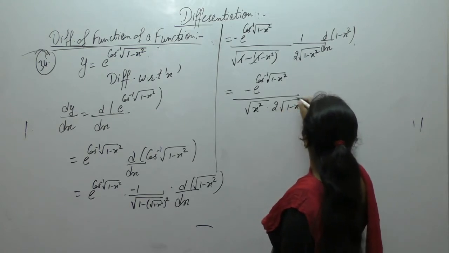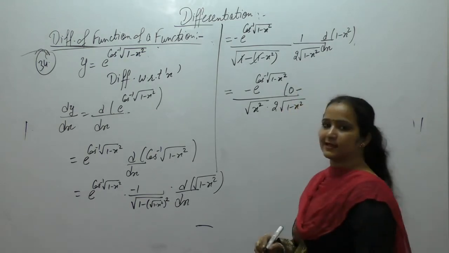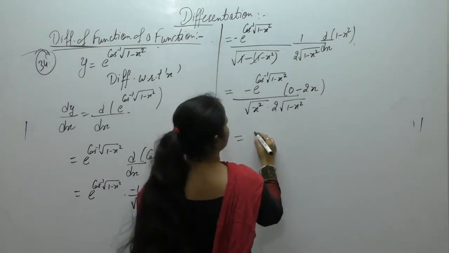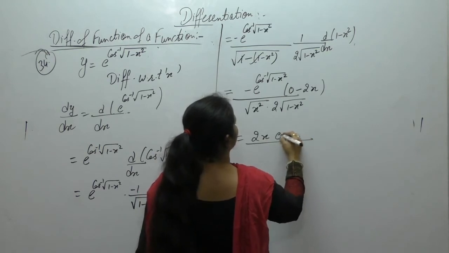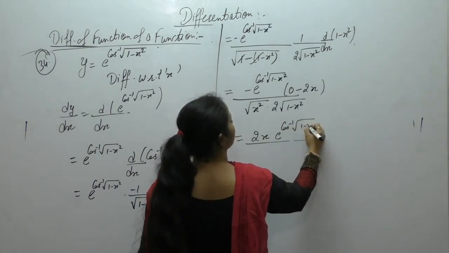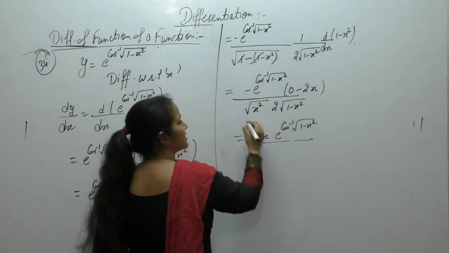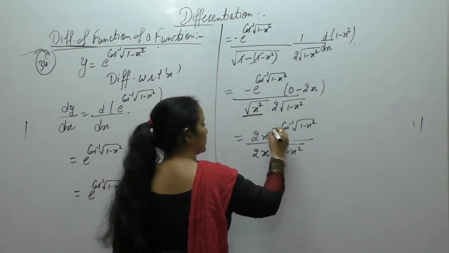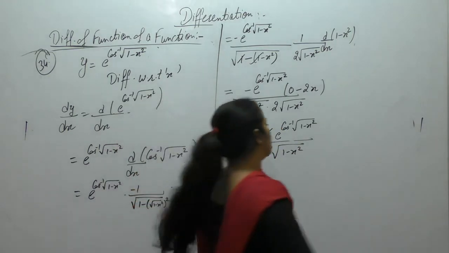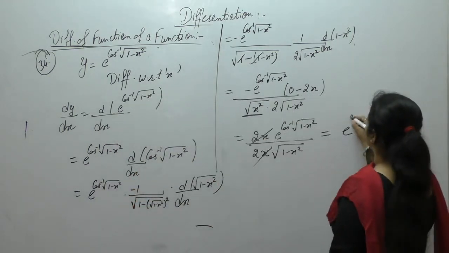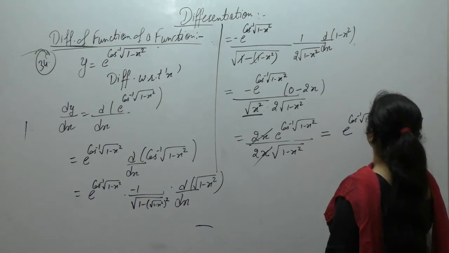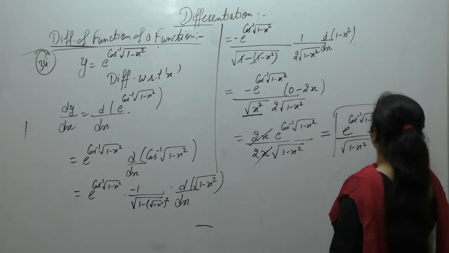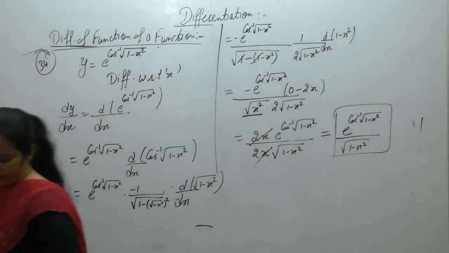1 minus x square. The derivative of 1 is 0, of x square is 2x. Minus minus plus 2x e cos inverse square root of 1 minus x square. Square root of x square is x. 1 minus x square. This term will get cancelled. So we get the result as e cos inverse square root of 1 minus x square upon square root of 1 minus x square.